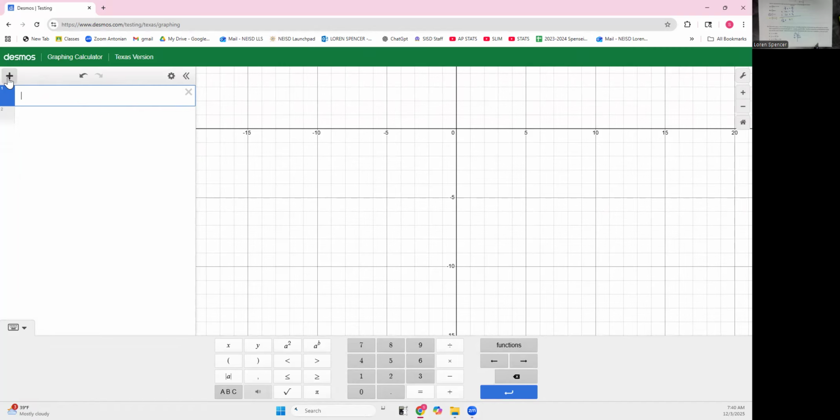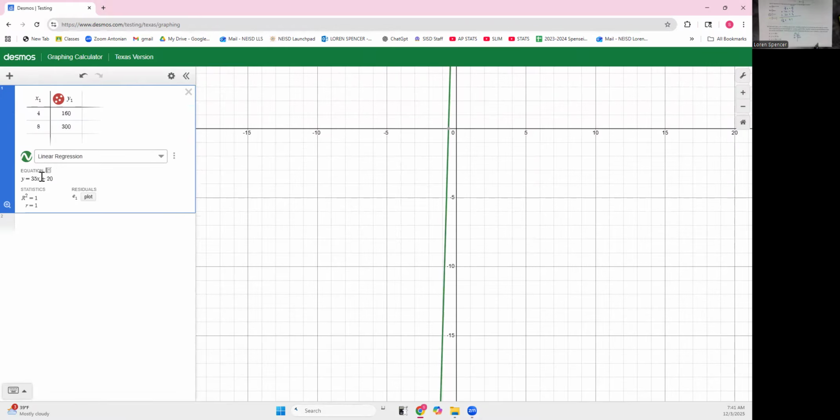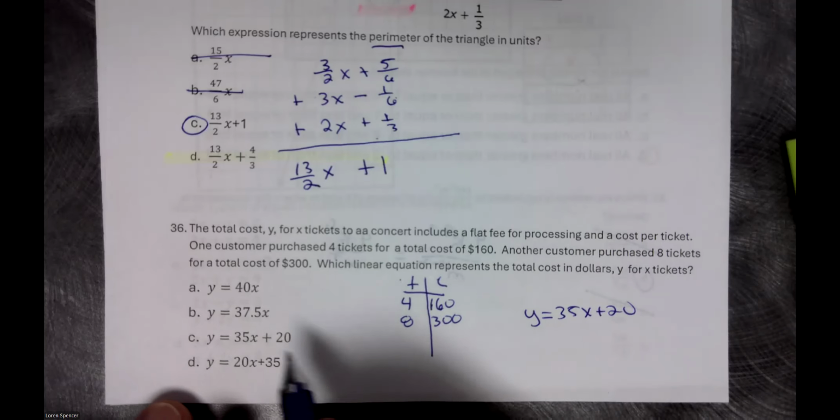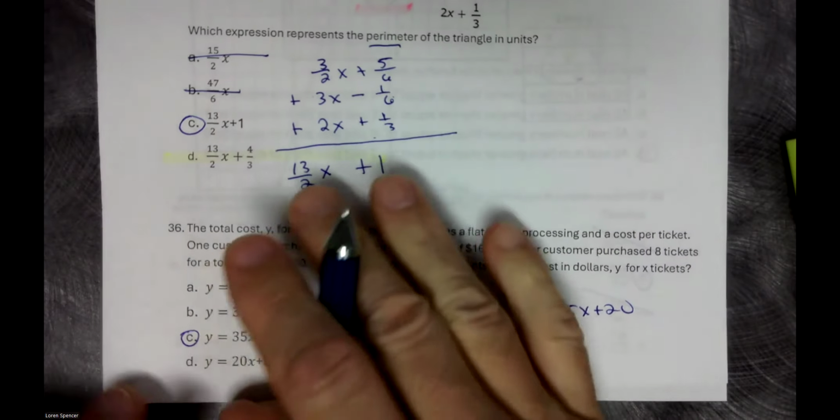So plus button, go to the table, and we have 4 and 160. And then we have 8 and 300. Once I have that, I'm going to push the domino button, and there's my equation. Y equals 35x plus 20. Stop my share. Y equals 35x plus 20. My answer choice for 36 is C.